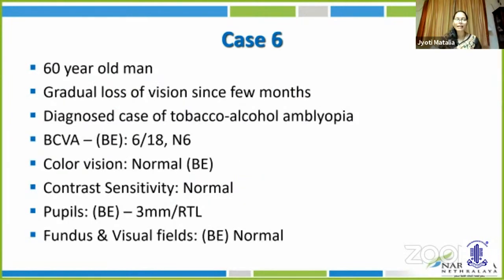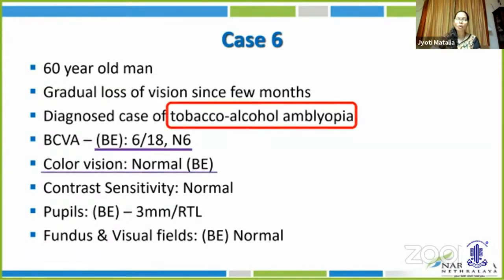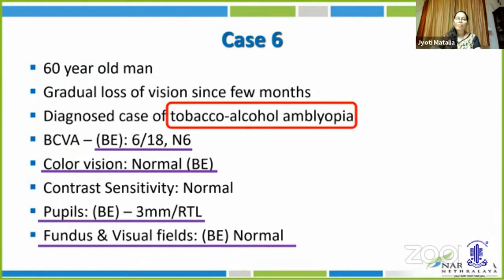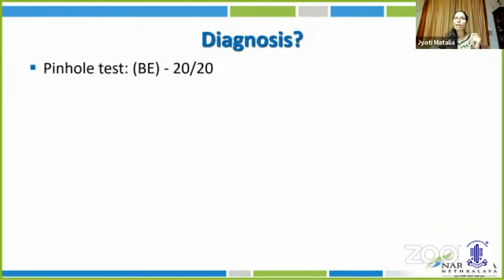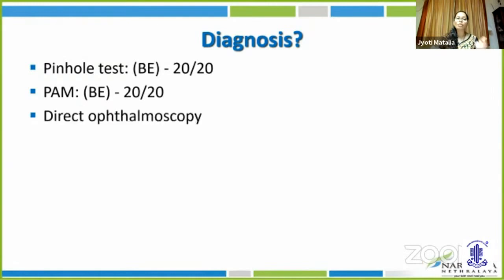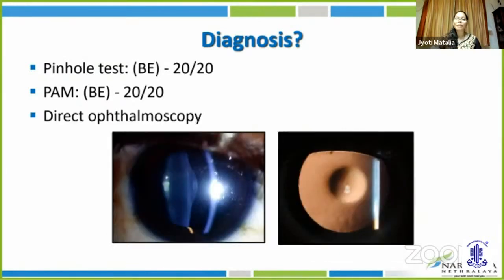And quickly, just 10 seconds: a 60-year-old gentleman came with a diagnosis of tobacco alcohol amblyopia, 6/18 vision. But if you notice, everything was normal. This is the normal disc, normal field. So what do we do? A simple pinhole test gave 20/20, and PAM was also 20/20. What was important was to do a direct ophthalmoscopy, which many of us have forgotten. And that showed an oil droplet appearance.